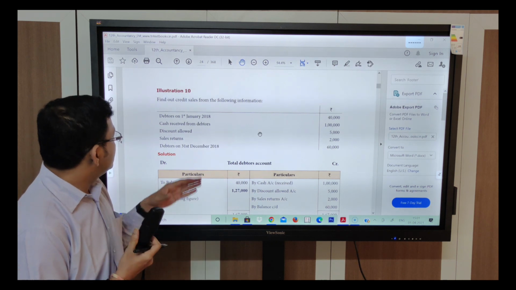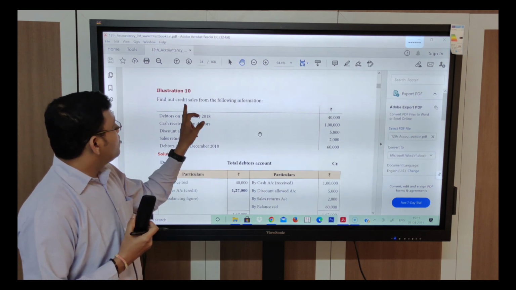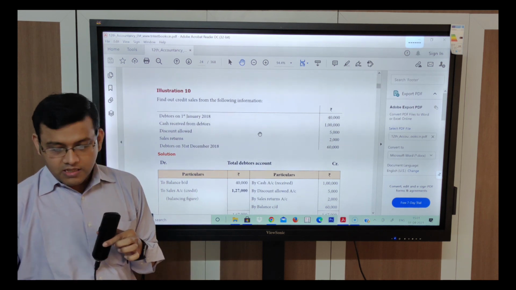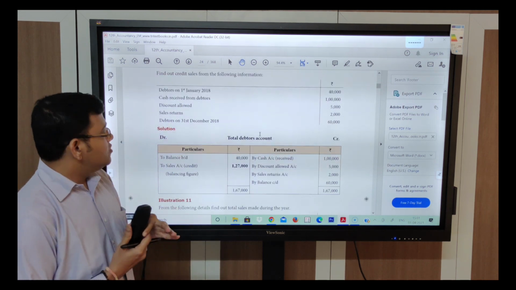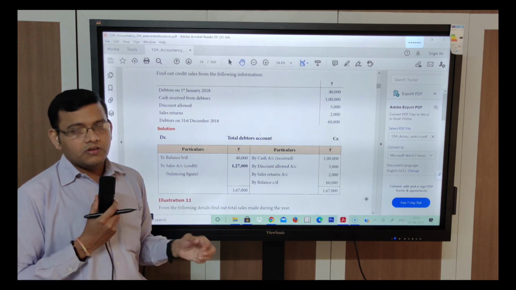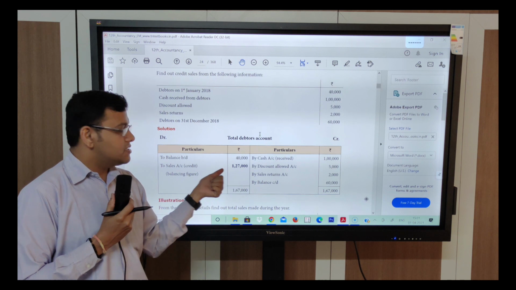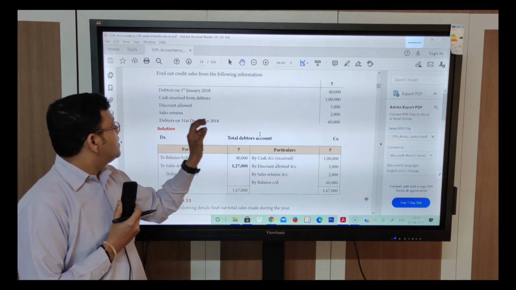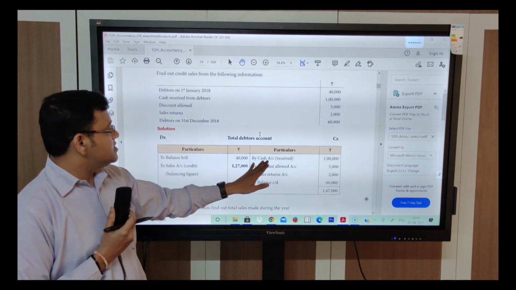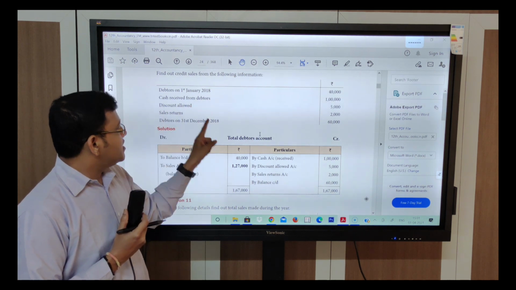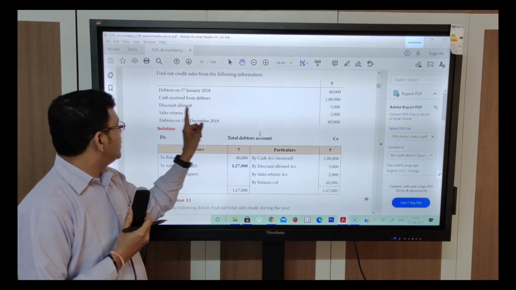In this question, they are asking you to find out the credit sales. How do you find the credit sales? From the data which is given, you will first prepare the debtors account. Through the debtors account, you get the sales credit balance, which will be the balancing figure. So they have given the debtors opening balance. Opening balance will be on which side? The debit side.